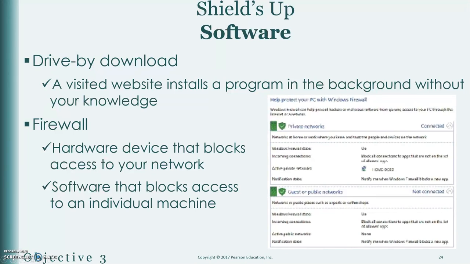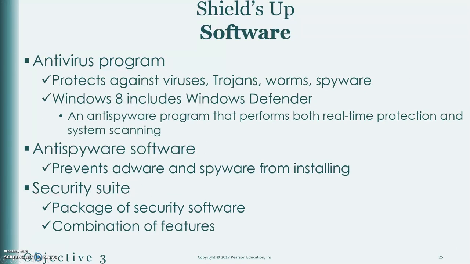So this is why we use our firewalls. Firewalls are designed to block unauthorized access to our networks. And a software firewall blocks access to your individual machine. Antivirus programs protect against viruses, trojans, worms, and spyware. Anti-spyware software prevents adware and spyware software from installing itself on your computer. And security suites are packages of security software that include a combination of different features.